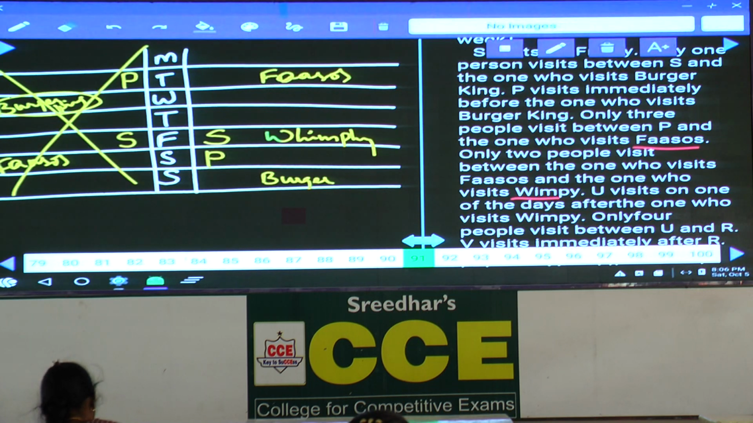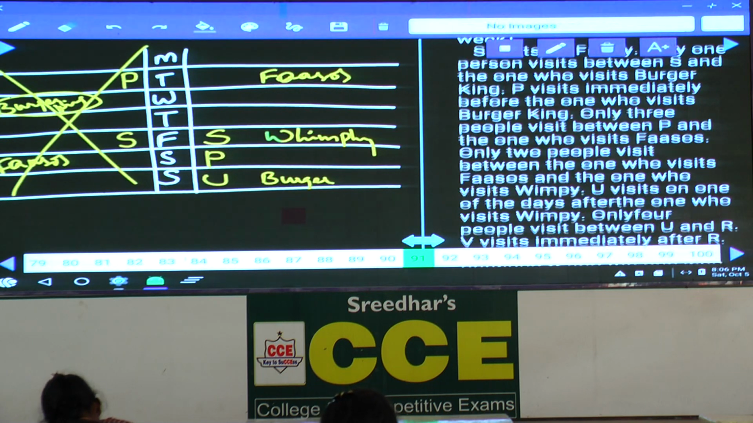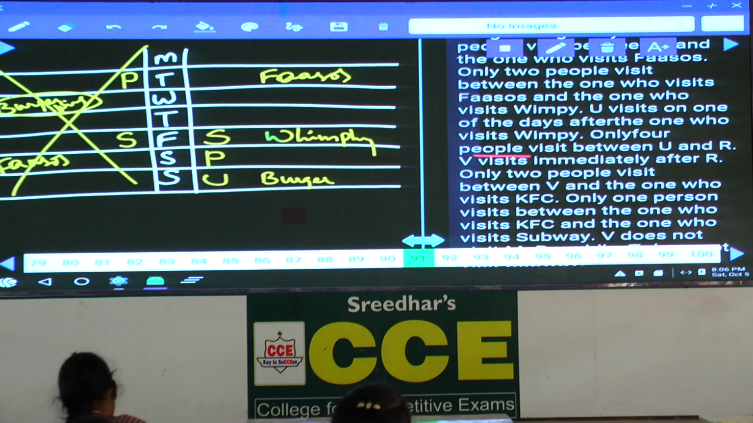Now we are left with only the first one. U visits on one of the days after the one who visits Wimpy. That means U must be on Sunday, and U visits after Wimpy. Only 4 people visit between U and R. 4 people between U and R, hence R must be on Tuesday.